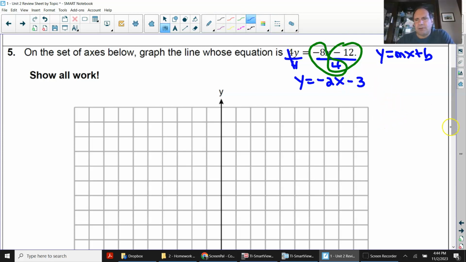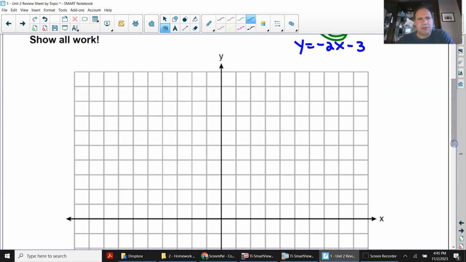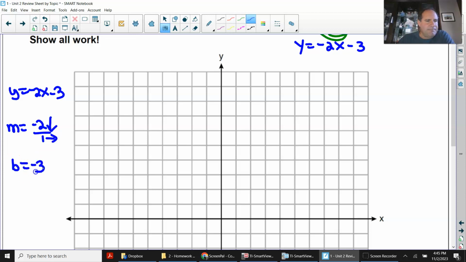So now I'm just going to go over here. I'm graphing y equals negative 2x minus 3. My slope is negative 2 over 1. I'm going to go down for the rise, for negative, and positive is to the right. b equals negative 3.